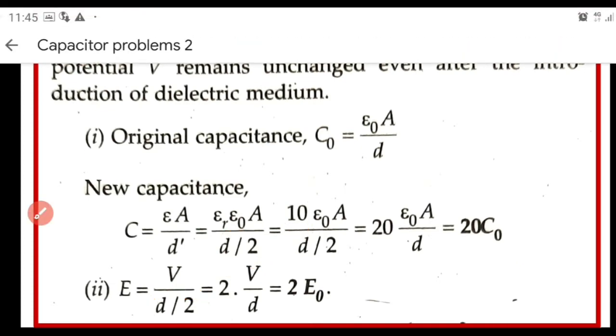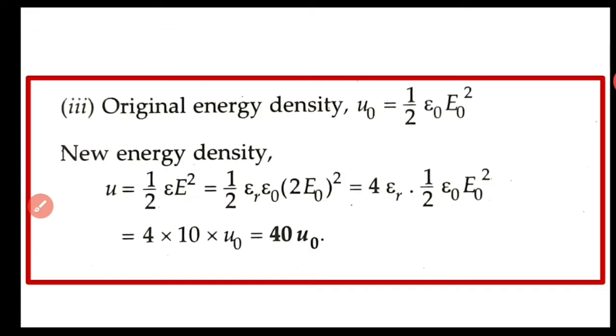Now the next one, that is energy density. So before these changes, energy density we know is half epsilon 0 E0 square. So don't get confused, energy density equation is half epsilon 0 E square. Now E0 is the electric field before the change and E is the electric field after the changes.